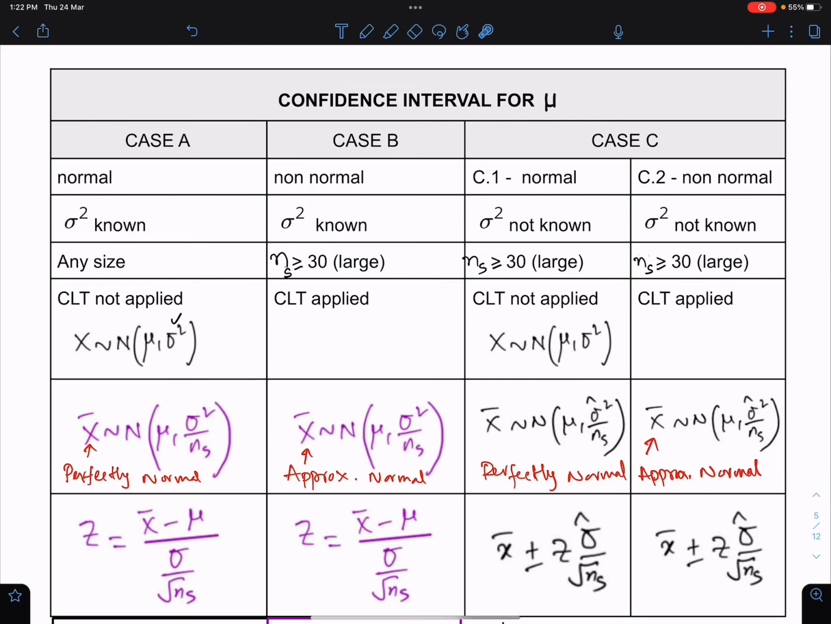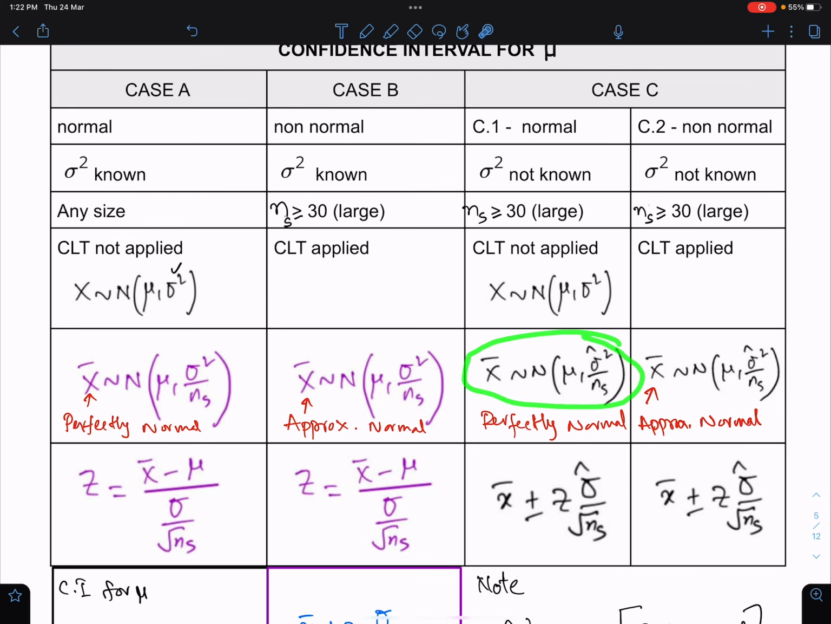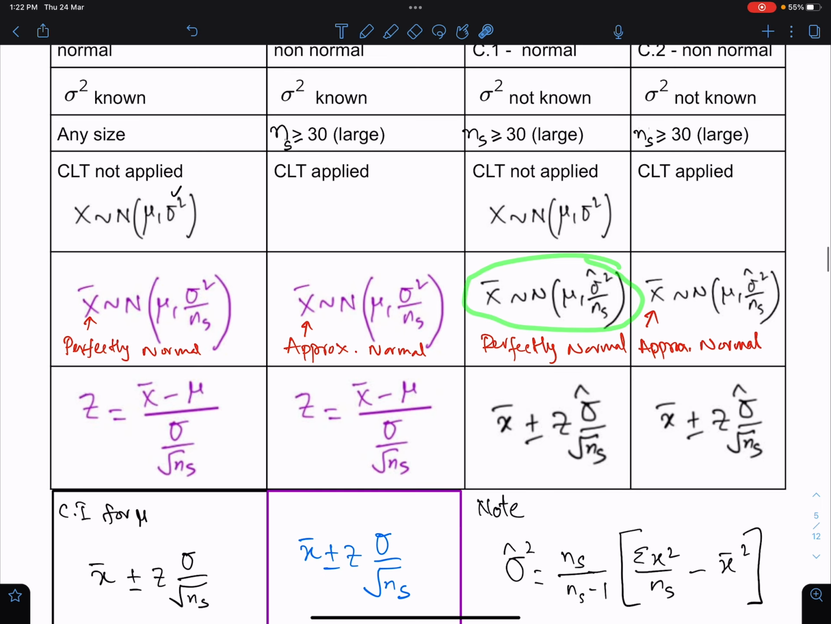So since population is perfectly normal, the formula of confidence interval will be x bar plus minus z times under root of this thing.